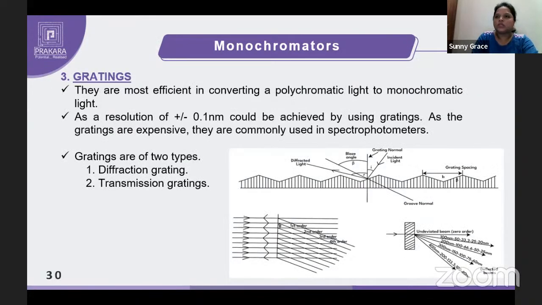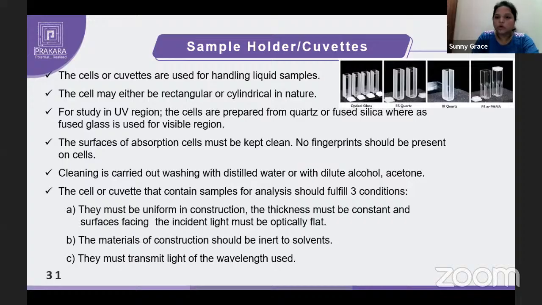So we have seen all these three different types of monochromators, right? Filters, prisms, and gratings. Then coming to the sample holder or cuvette. Generally for holding liquid samples, we use cells or cuvettes. They are rectangular or cylindrical in shape. As I've already mentioned, for UV visible we have three materials. Whenever you are using the UV region, it is made of quartz or fused silica, and whenever you are using the visible region, fused glass is used.